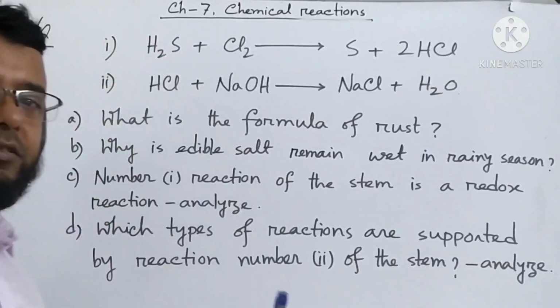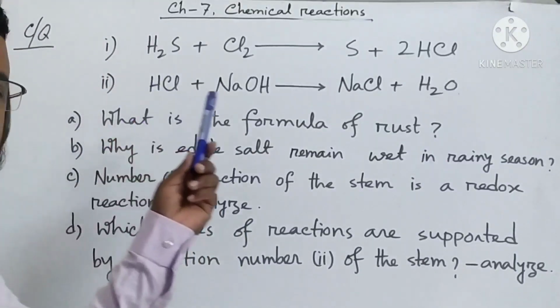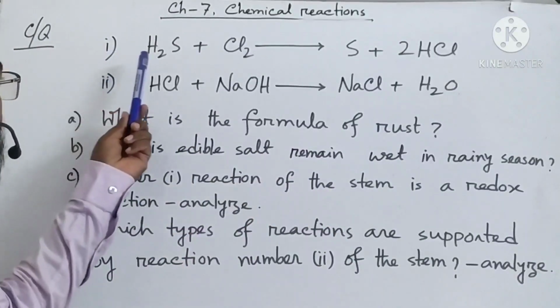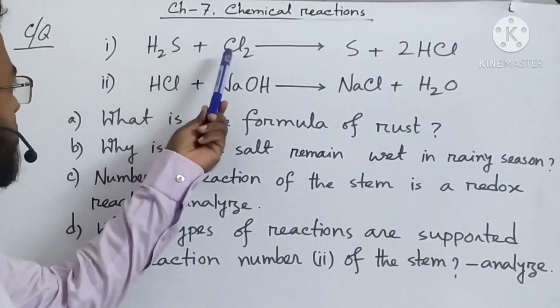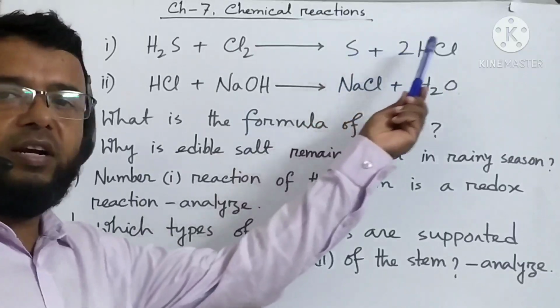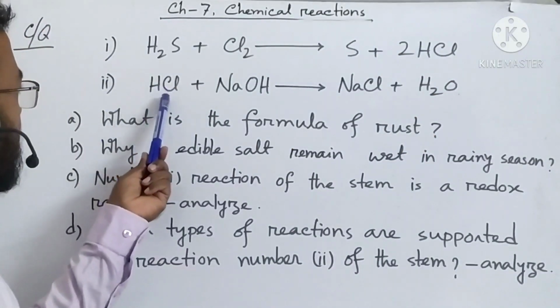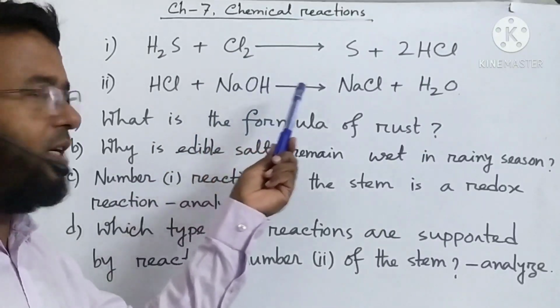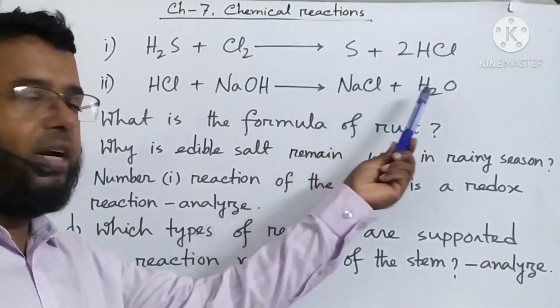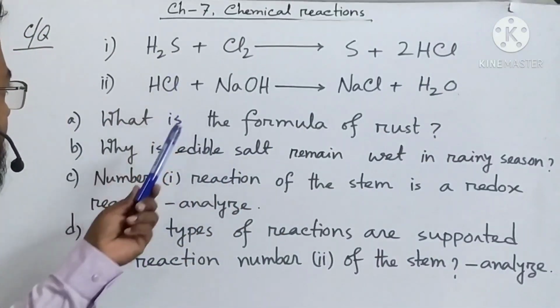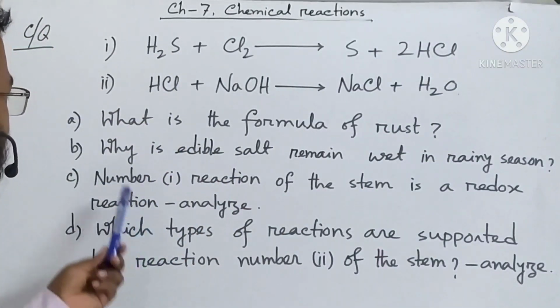Okay, dear students, I have written the second creative question. All of you see the board. I have written two reactions. Number one, hydrogen sulfide reacts with chlorine gas to produce sulfur and hydrochloric acid. Then number two, hydrochloric acid and sodium hydroxide react together to produce sodium chloride and water. So on the basis of the two reactions, we have to write the question and answer.